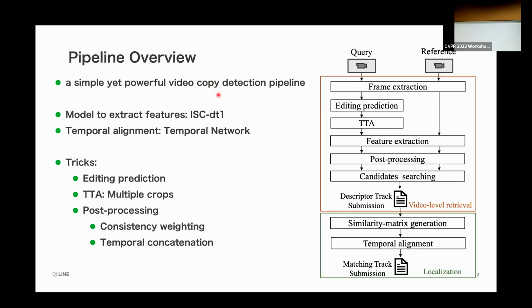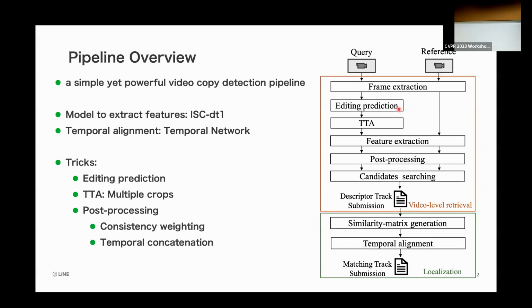Here we proposed a simple yet powerful video copy detection pipeline, which is shown in this figure. We have query videos and reference videos as our inputs. Since we find frame-level features are more powerful to detect and localize copied segments, we extract frames from the videos first.